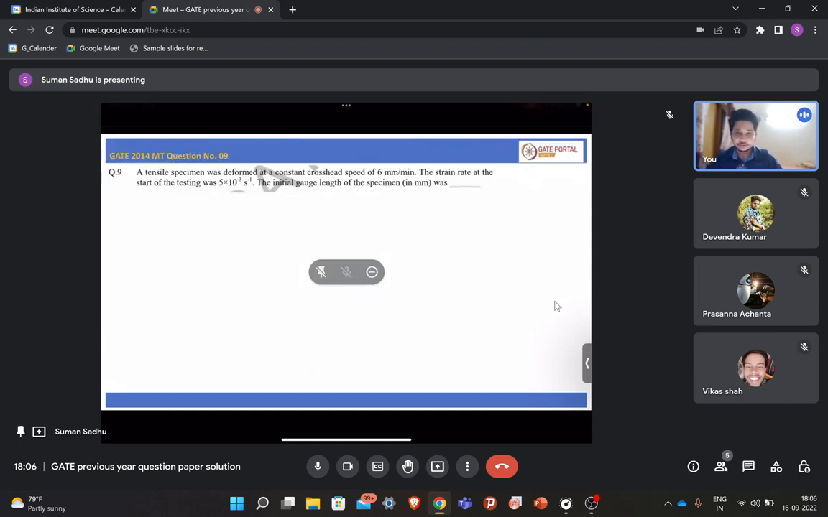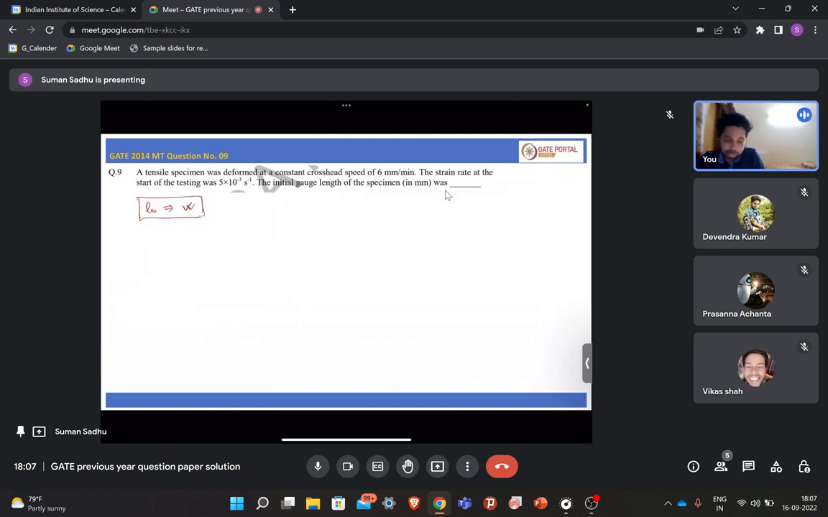Okay, so let's move into the first question of today. This is question number 9 of GATE 2014, Metallurgical Engineering. It states that a tensile specimen was deformed at a constant crosshead speed of 6 millimeter per minute. The strain rate at the start of the testing was 5 into 10 to the power minus 3 second inverse. The initial gauge length of the specimen in millimeter was. So in this case we have to determine the initial gauge length, that is L naught.